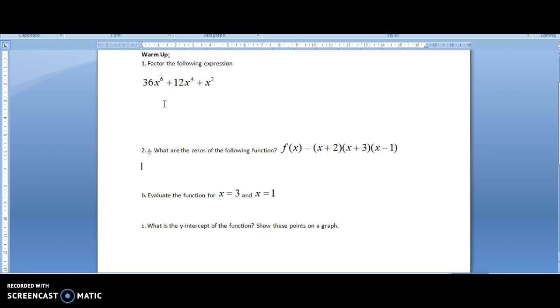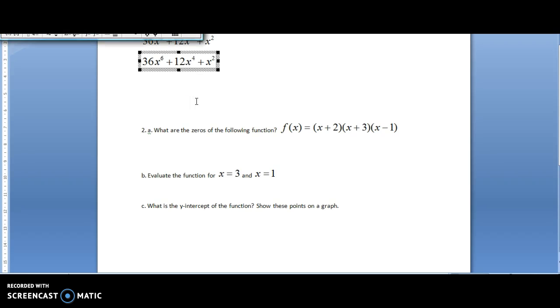So if you look at the three terms, you're going to first ask yourself, is there a greatest common factor that you can remove? And you might be tempted to remove a number like 12, but you notice that the last term, the third term over here, does not have a coefficient that allows you to factor that out. So the greatest common factor here is actually x squared. So I'm going to go ahead and factor that out.